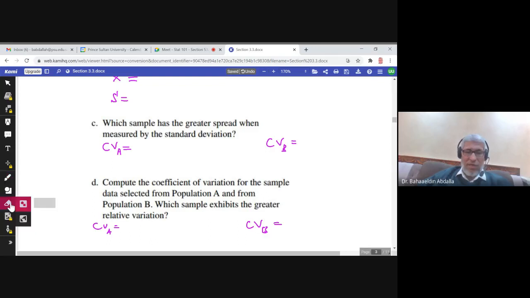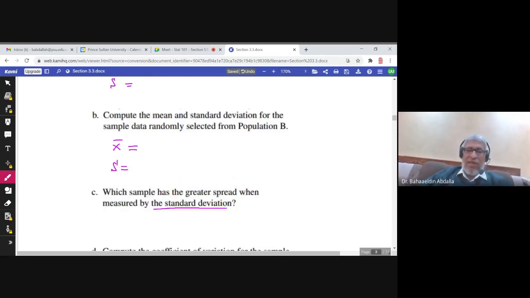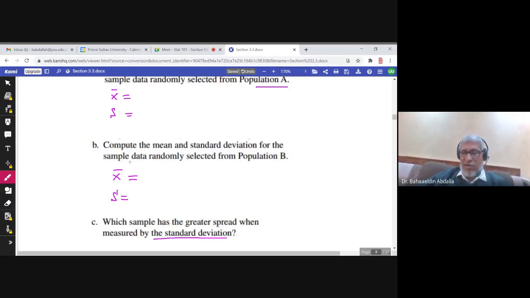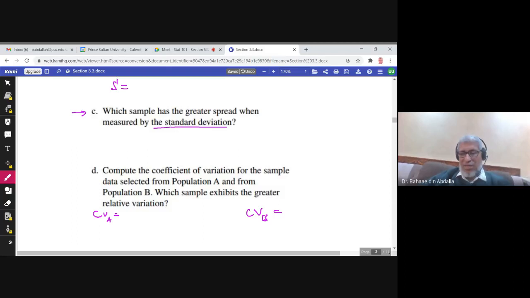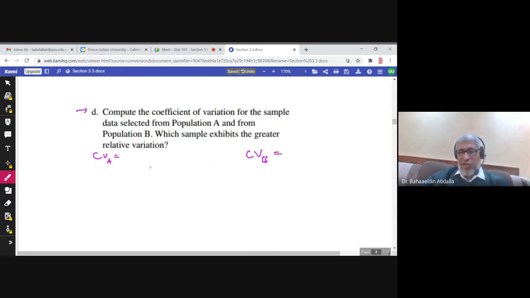But here, he doesn't want the coefficient of variation. If we read the question carefully, he says, which sample has the greater spread when measured by the standard deviation? So if you just use the standard deviation as a measure, the sample with higher standard deviation would have greater spread here. Of course, we cannot do that because the means would be different, but he wants you to compare between using the standard deviation as a measure of spread and using the coefficient of variation, which will give you the correct measure to compare the spread.